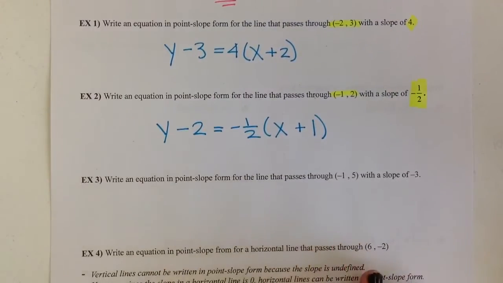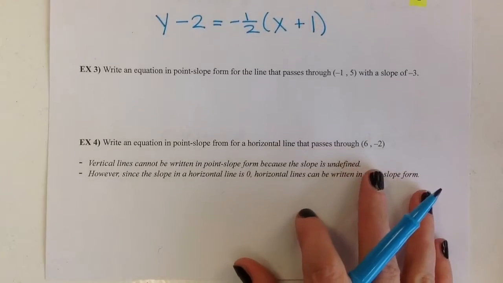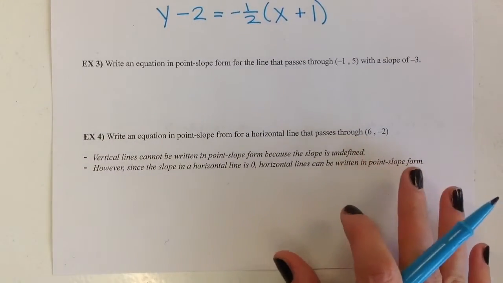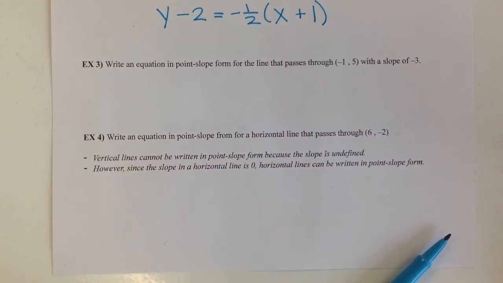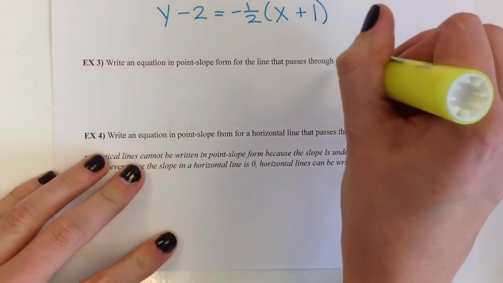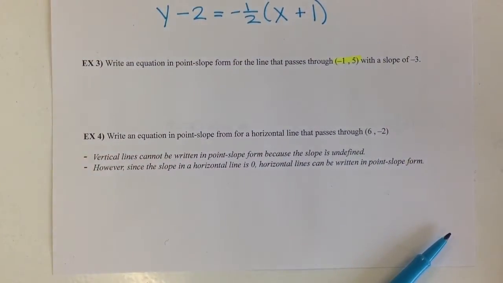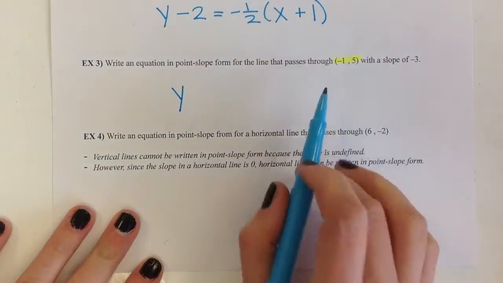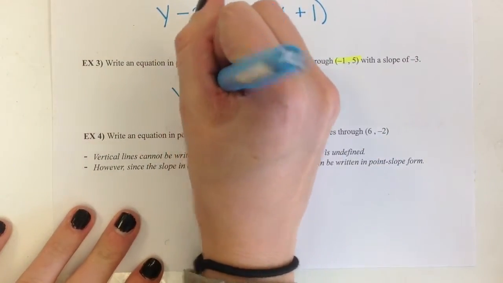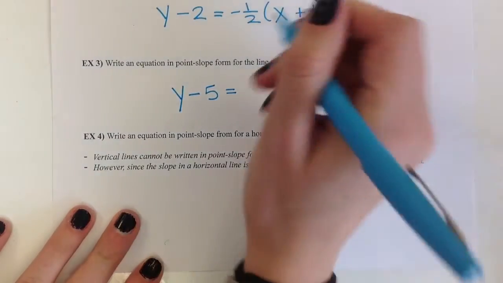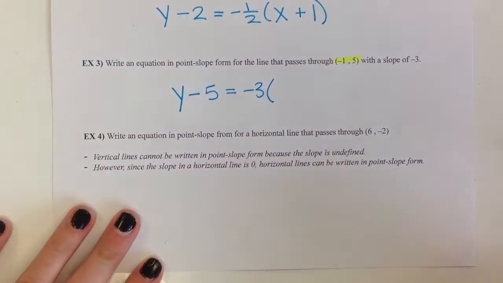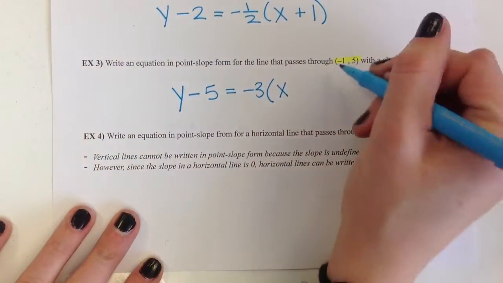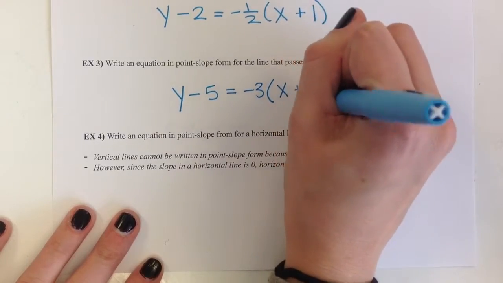And then example 3, write an equation in point-slope form for the line that passes through (-1, 5) with a slope of -3. So we've got y minus our y value of 5 equals our slope of -3 times x minus -1, which is really plus 1.